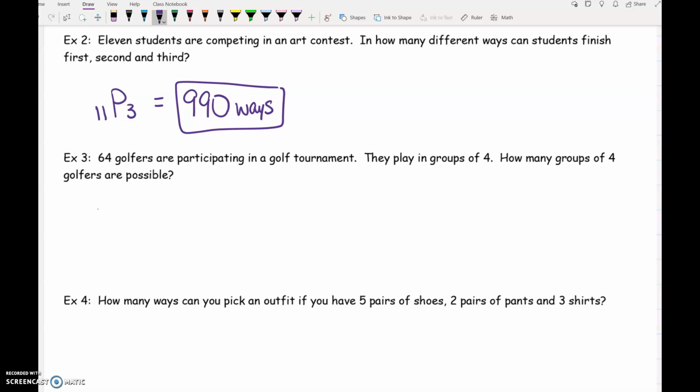So this would be 64 golfers. We are choosing 4 of them at a time. We're choosing groups of 4. So 64, plug that into our calculator, C4. There are 635,376 ways, or that many groups.